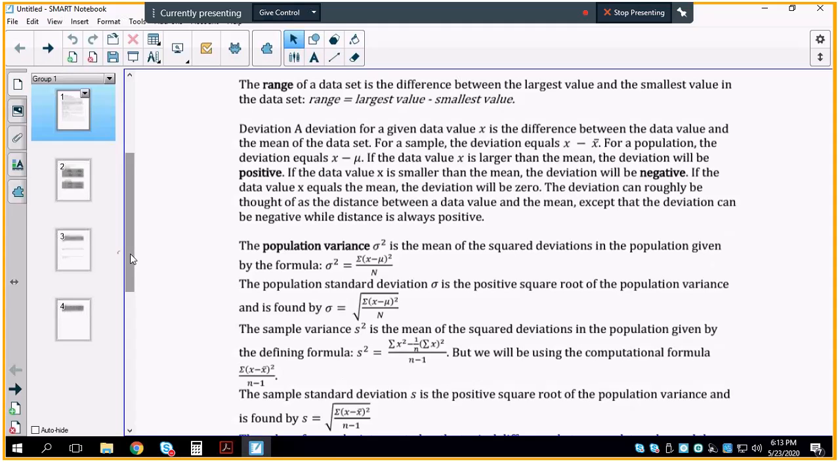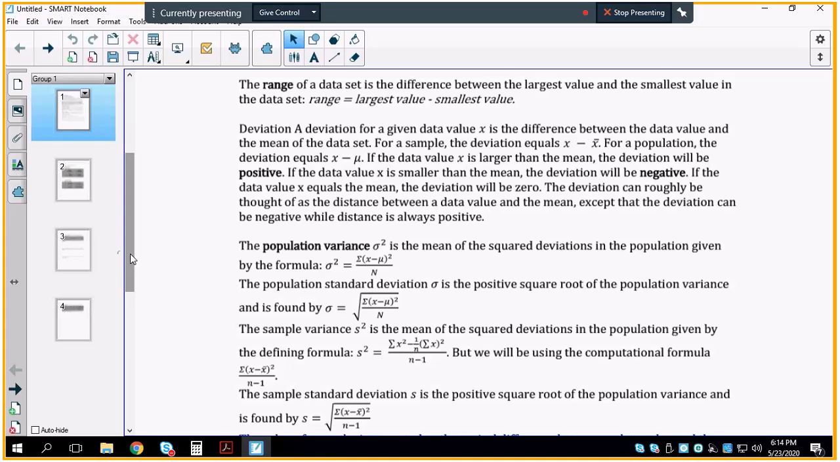The other way of understanding the variation of a data is finding the statistics variance and standard deviation. To understand that, we will start with the definition of a deviation. A deviation for a given data value x is the difference between the data value and the mean of the data. So x minus x bar is the deviation of the data x. For a population, the deviation equals x minus mu, where mu is the mean of the distribution.